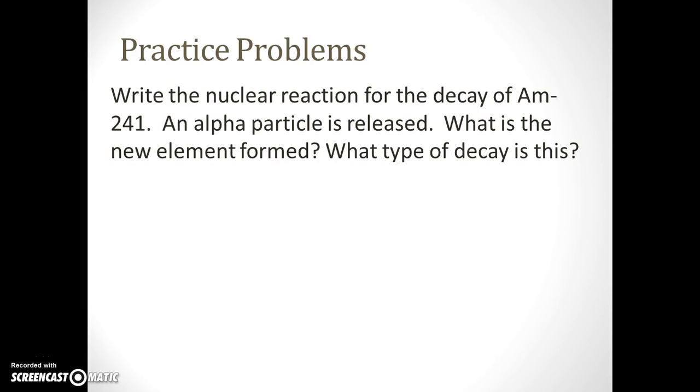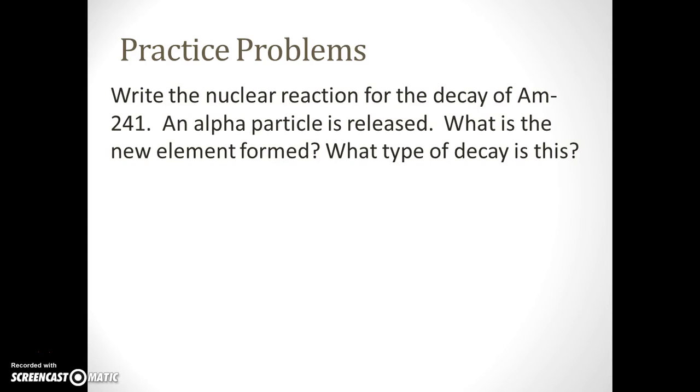So here we have a word problem. It says, write the nuclear reaction for the decay of Am, which is americium 241. An alpha particle is released. What is the new element formed and what type of decay is this? So it's asking us two separate questions. So we need to make sure that we answer every question it asks. We cannot just answer the first question and think we're done. It asks us two questions, so we need two answers.